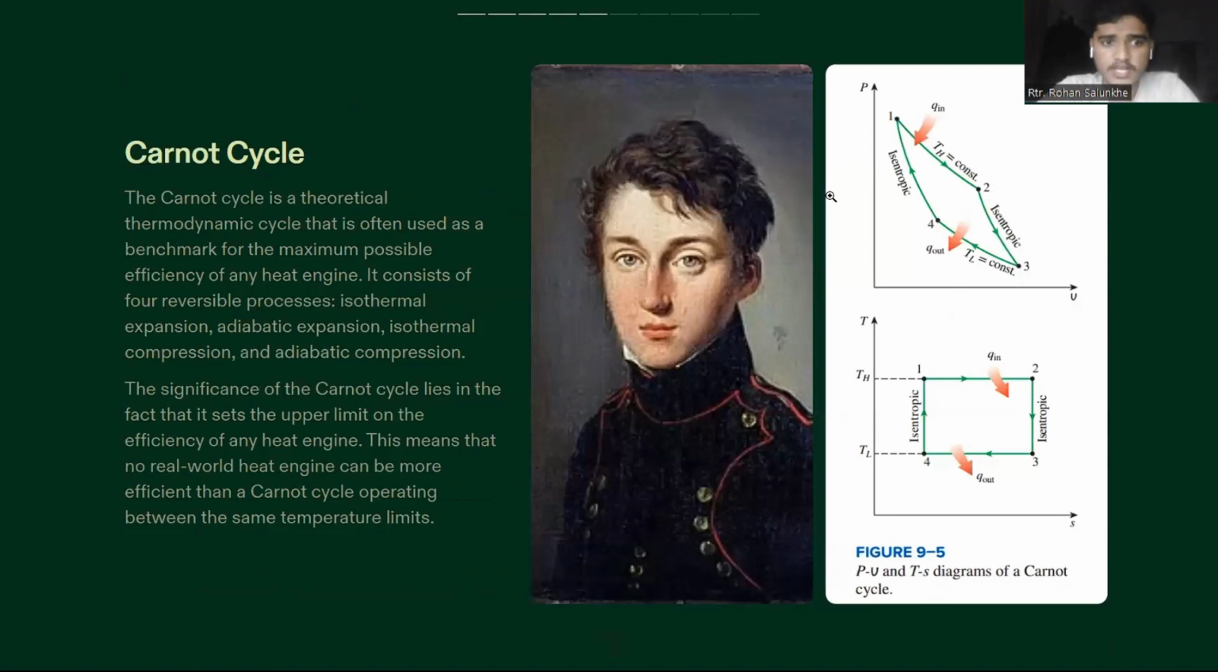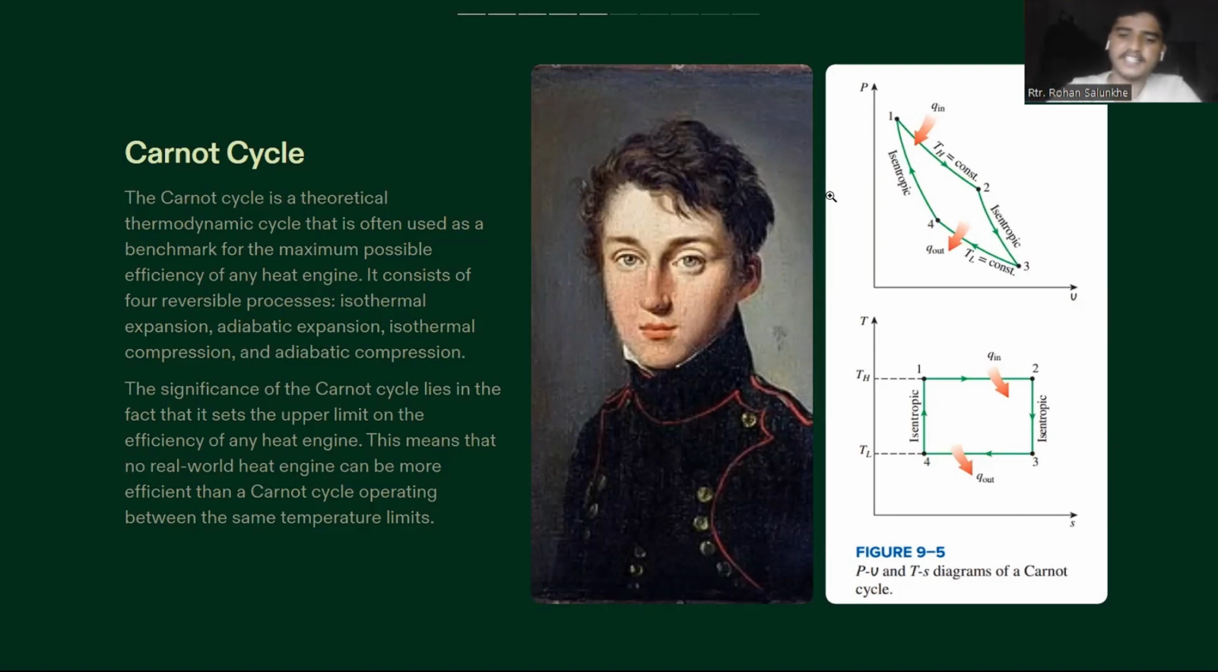As I mentioned before, the Carnot cycle is a theoretical thermodynamic cycle that is often used as a benchmark for the maximum possible efficiency of any heat engine. It consists of four reversible processes: isothermal expansion, adiabatic expansion, isothermal compression, and adiabatic compression. The significance of the Carnot cycle lies in the fact that it sets an upper limit on the efficiency of a heat engine. This means that no real-world heat engine can be more efficient than the Carnot cycle engine.